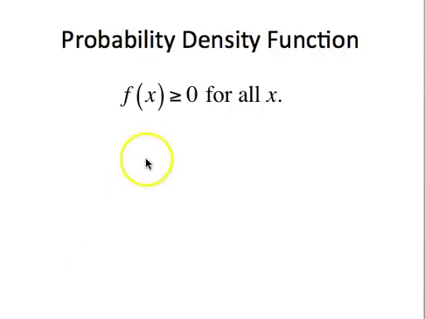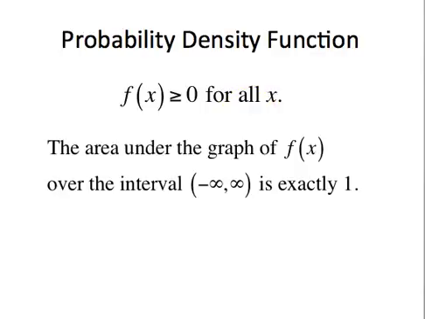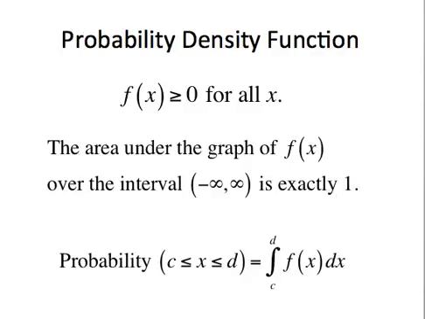The first requirement is that the function is non-negative for all x, so no negative values for the function. The second requirement is that the total area under the graph is exactly 1. 100% probability. And our third condition is that if we want to find the probability that some number is between c and d, that is simply the integral from c to d of that function f of x dx. If these three conditions hold, then we have a probability density function.